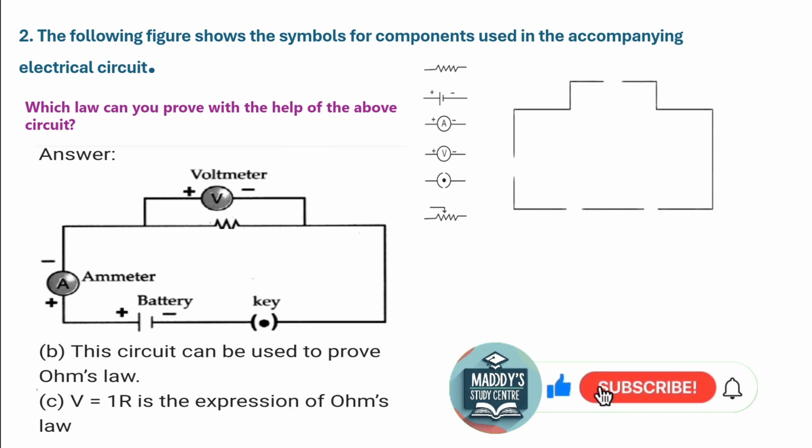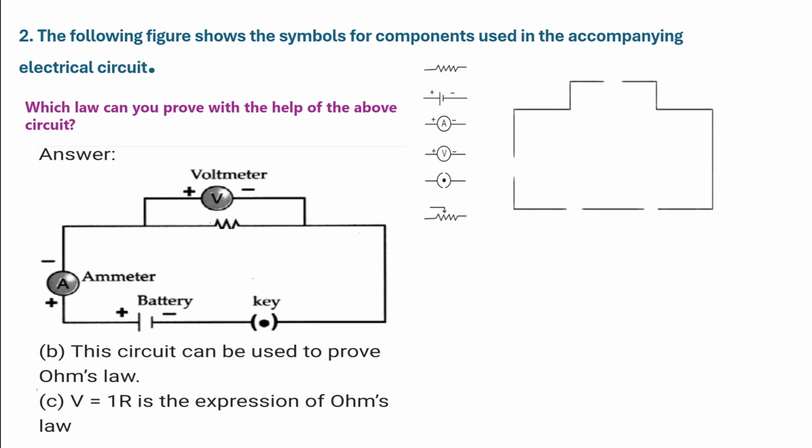Which law can you prove with the help of the above circuit? Answer. A. A indicates ammeter. Positive and negative symbols show the battery. Dot indicates key. B. This circuit can be used to prove Ohm's law. C. V equals IR is the expression of Ohm's law, where V is the voltmeter reading.